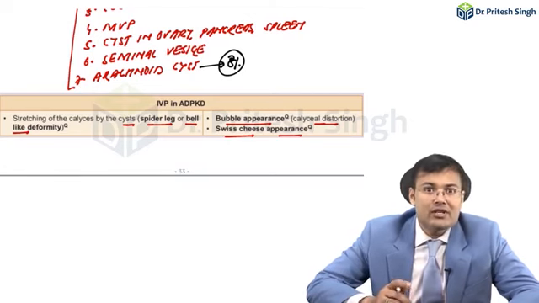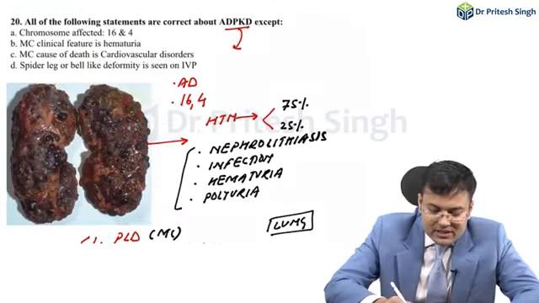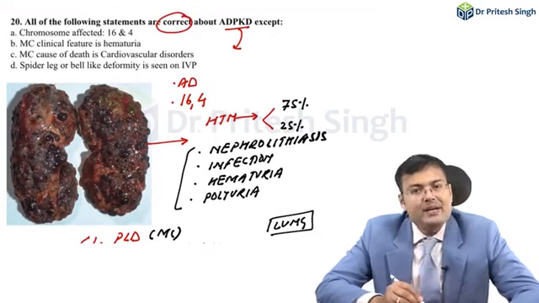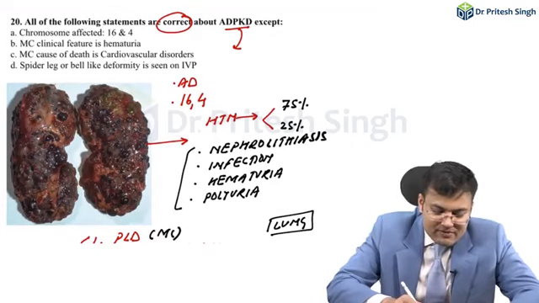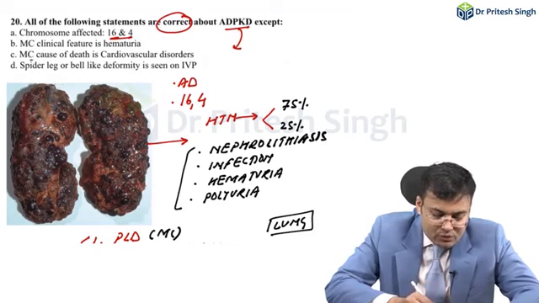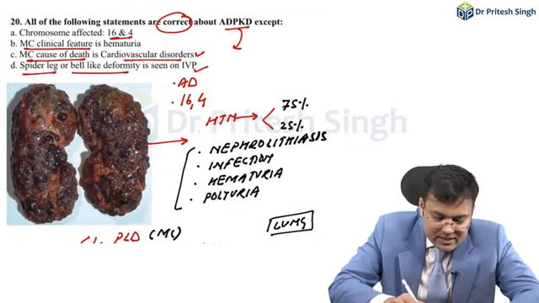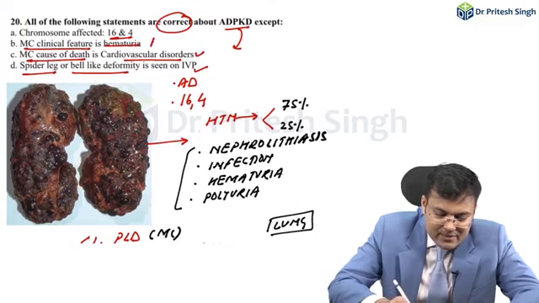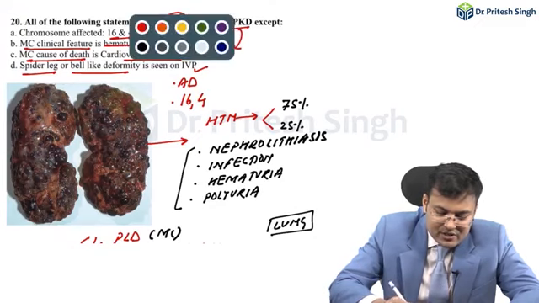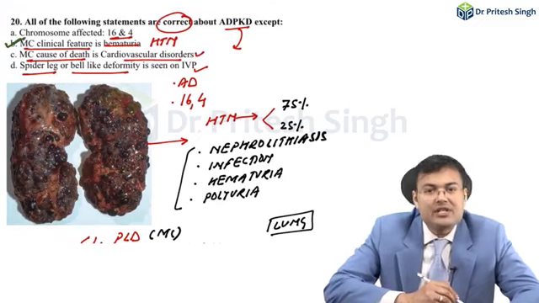So, have a look at the question. All of the following statements are correct about ADPKD except: chromosome affected 16 and 4; most common cause of death is cardiovascular disorders; spider leg or bell like deformity seen on IVP; most common clinical feature is hypertension. So the correct answer for this question is B.